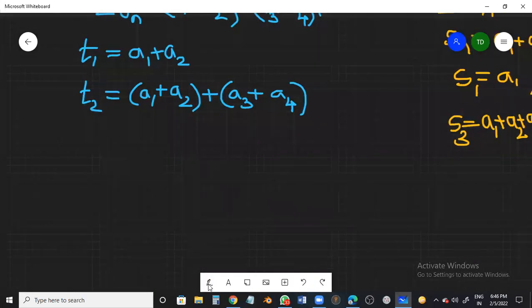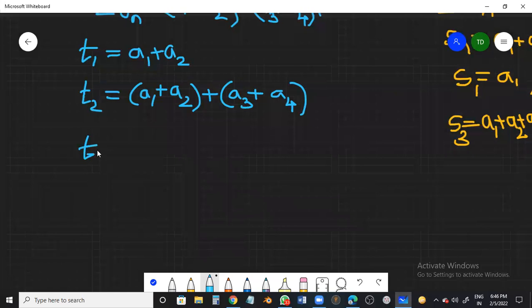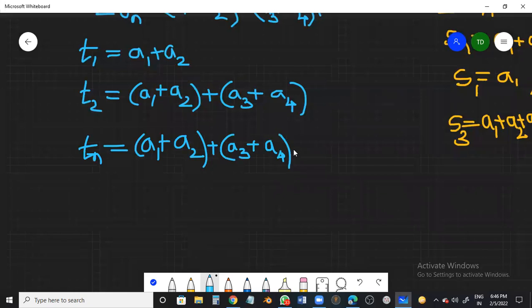So in general, what will be my Tn? Every term is ending with an even index. So if it is 1, it ends at 2; if it is 2, it ends at 4. So if it is n, where will it end? Not n plus 2, dear. It is 2n. 1 becomes 2, 2 becomes 4, isn't it? It doubles.